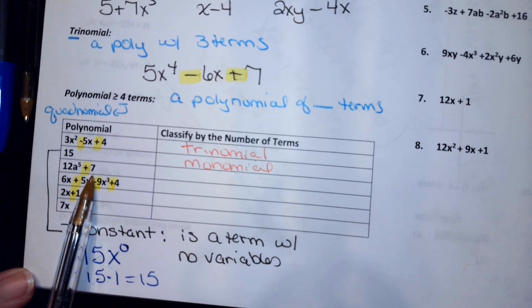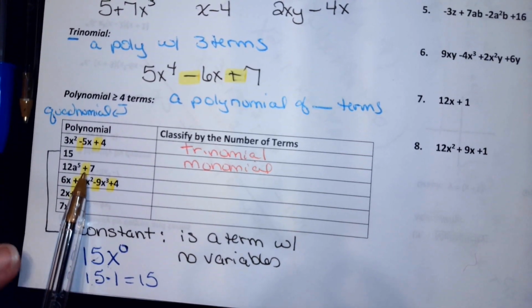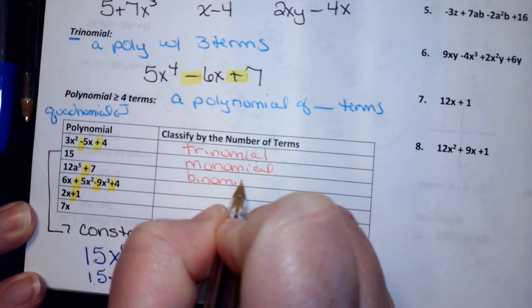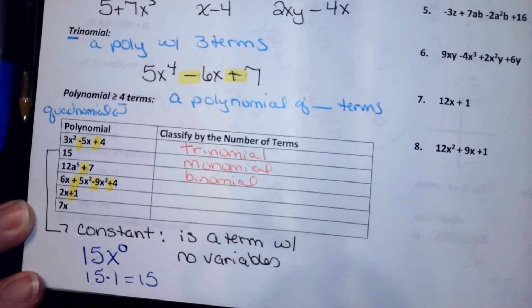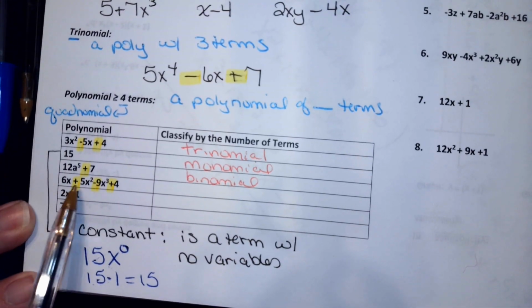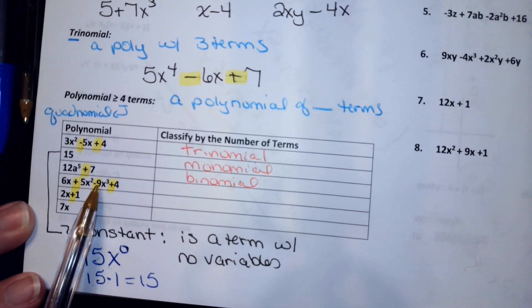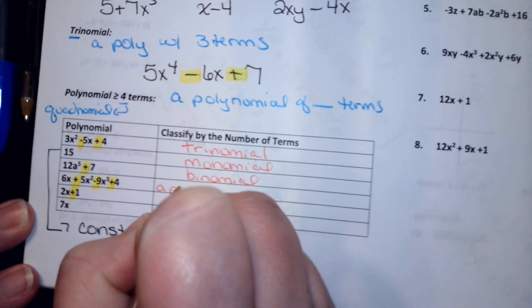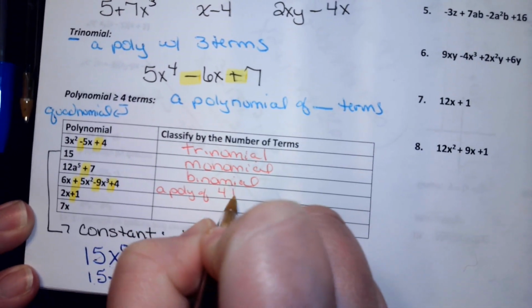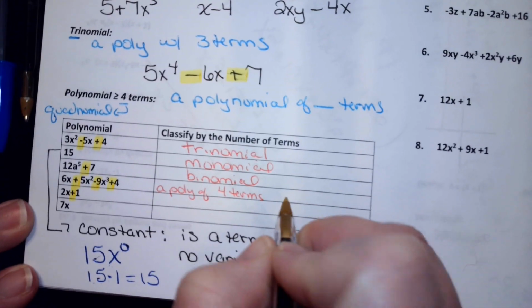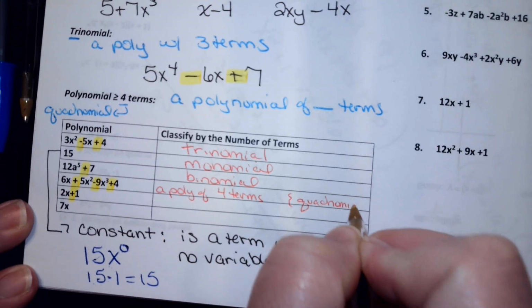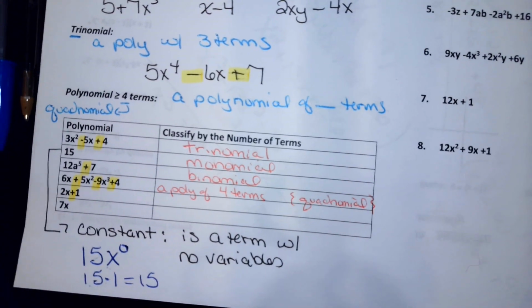All right, for our next one, we've got 2 terms because they're separated by addition. So since it's 2 terms, it's going to be a binomial. Here we got 1 term, 2 terms, 3 terms, 4 terms. So we could either say a polynomial of 4 terms, and like I said, from time to time, I have seen worksheets call it a quadnomial, but I haven't seen anything above a quadnomial.